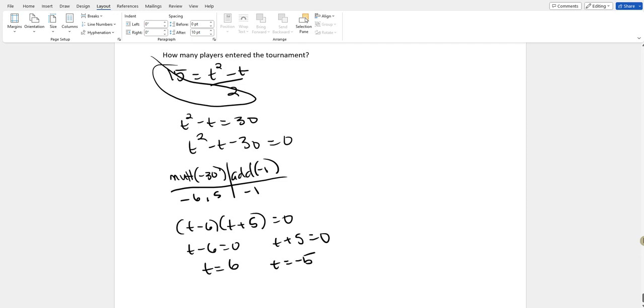Remember, we're dealing with the number of players. You cannot have a negative number of players. So t is equal to negative 5 will not work. So in this case, your calculations come out to be t is equal to 6 players. So that's how many players entered the tournament.